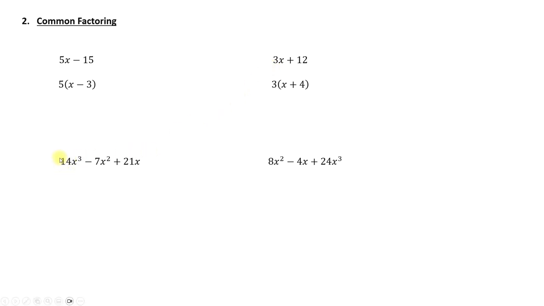This one, the common factor is 7, but since each term also has an x value, we have to consider the smallest x that's in all three of these terms. So in fact, our common factor will be 7x.